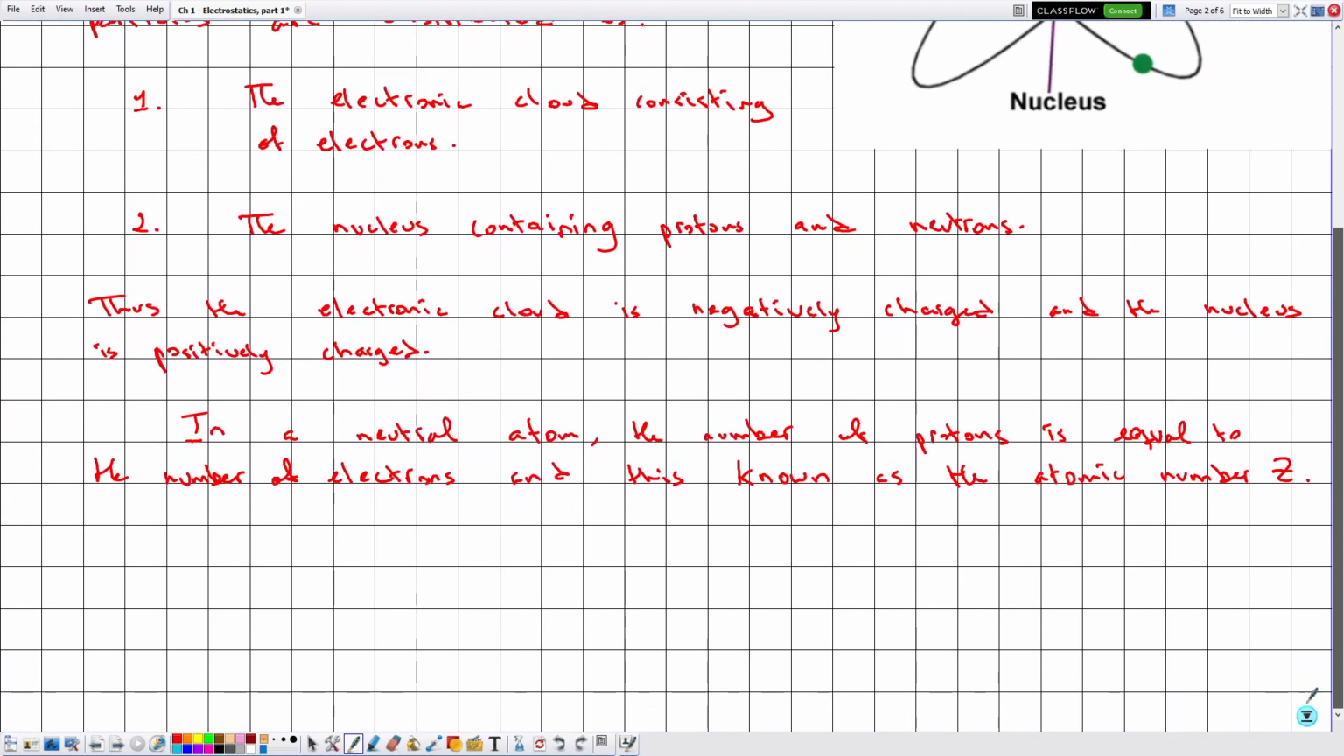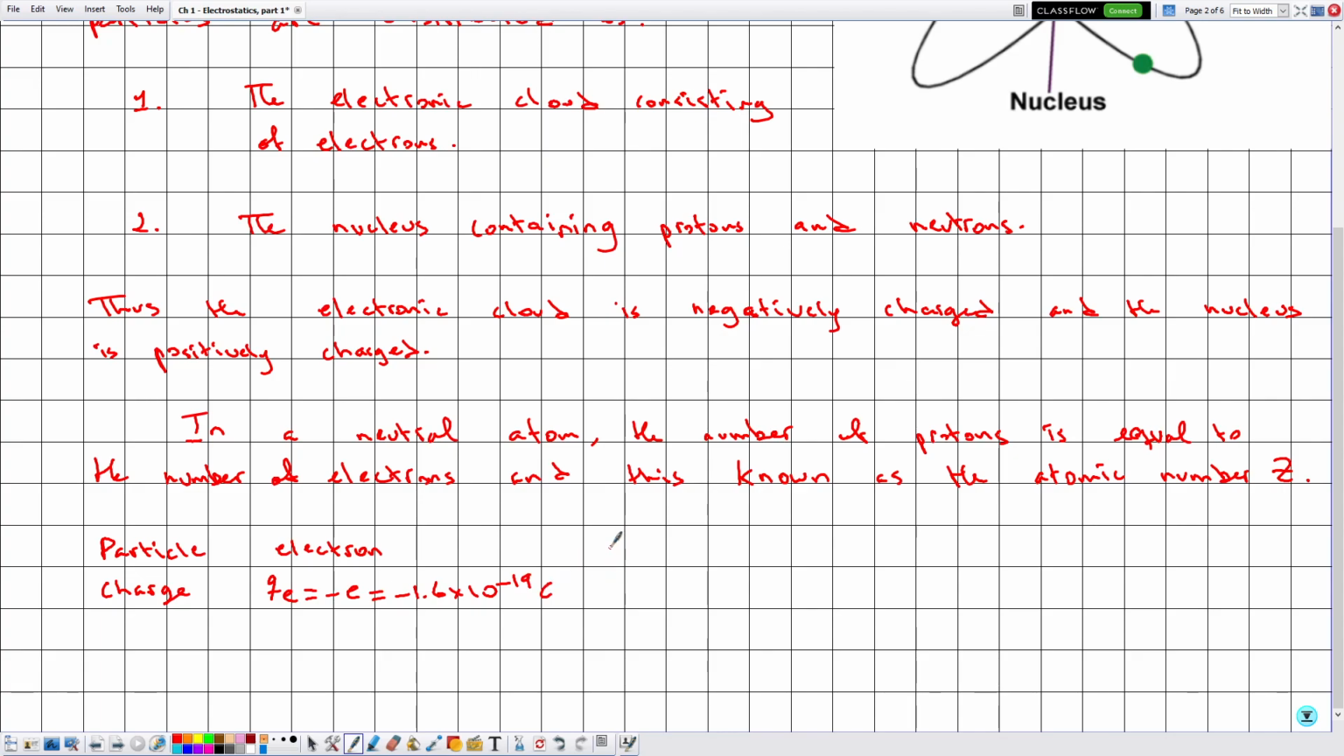Let me construct the following table of the properties of these particles. Here we have the particle, and here we have the charge of the particle. First, the electron. The electron is negatively charged, and it is a particle that at this level we cannot break down. The charge of the electron is minus the elementary charge, which is minus 1.6 times 10 to the power minus 19 coulombs.